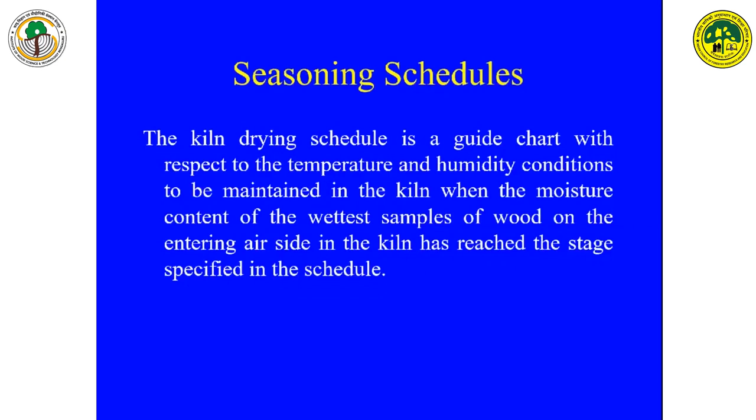In case of kiln seasoning, we follow a guide chart, and that guide chart is known as a schedule. The kiln drying schedule is a guide chart with respect to temperature and humidity conditions to be maintained in the kiln when the moisture content of the wettest sample of wood on the entering side in the kiln has reached the stage specified in the schedule.